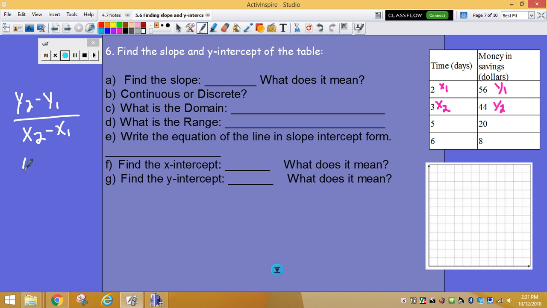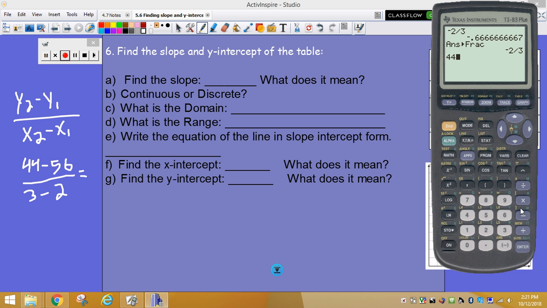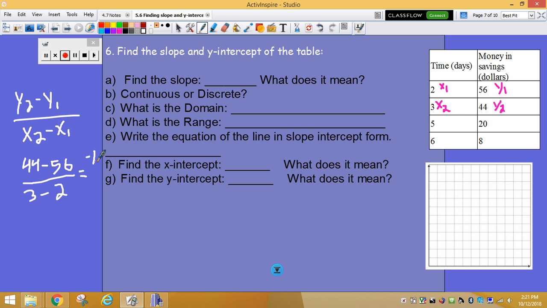So y2 is 44 minus y1 is 56. x2 is 3 minus x1 is 2. 44 minus 56 gives me -12. 3 minus 2 gives me 1. -12 divided by 1 is -12.